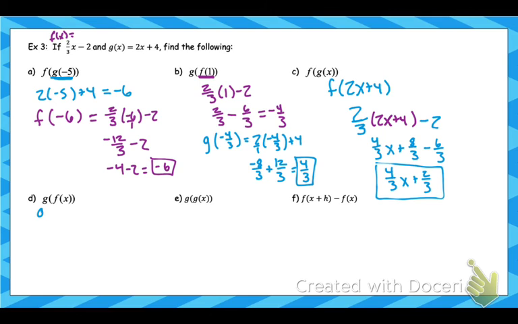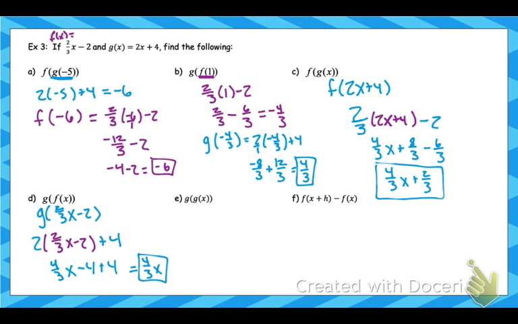All right, g of f of x, 2/3 x minus 2. So 2 times 2/3 x minus 2. That's replacing the x in the g of x function. Okay, so 2x plus 4, the x is now 2/3 x minus 2. So let's distribute. 4/3 x minus 4 plus 4, which is just 4/3 x.